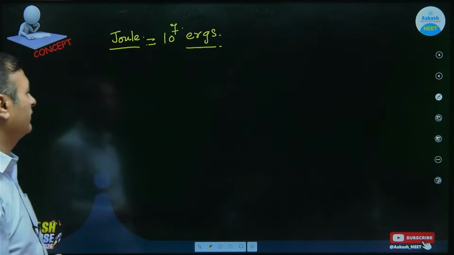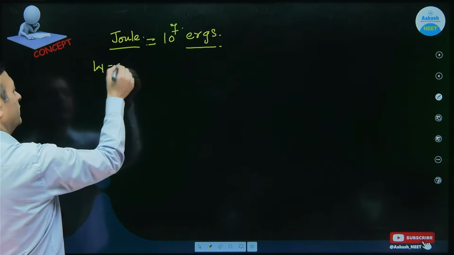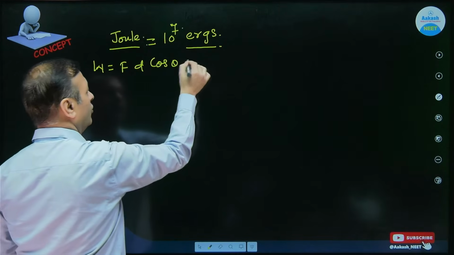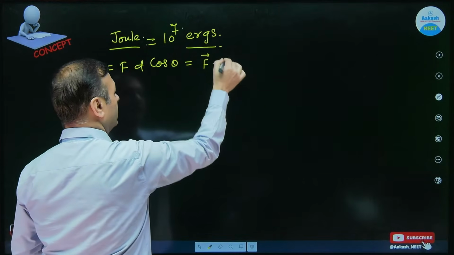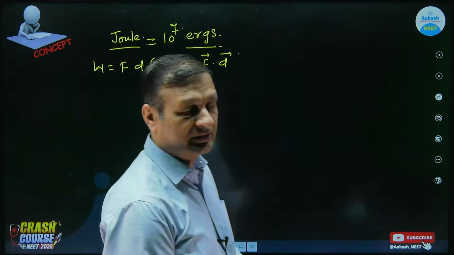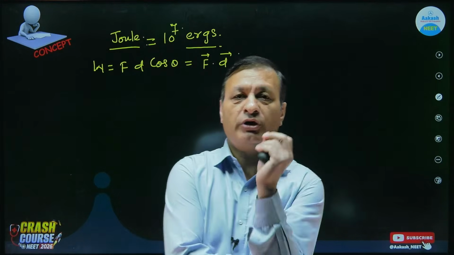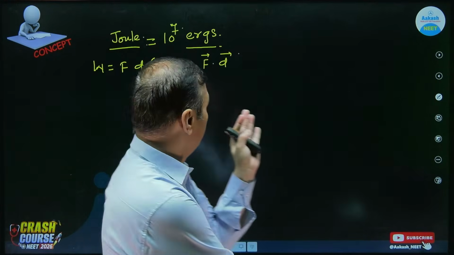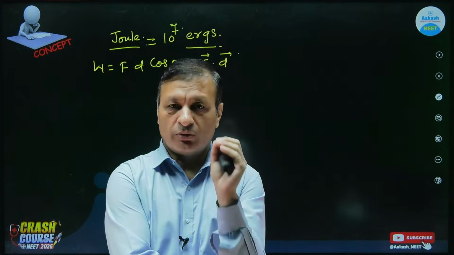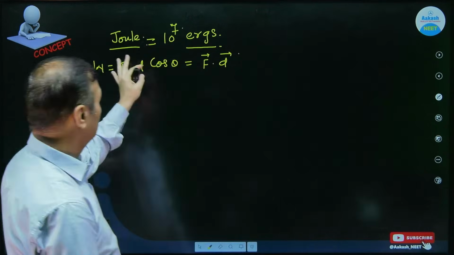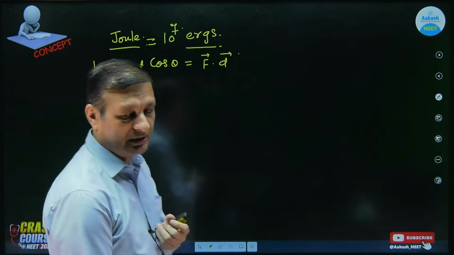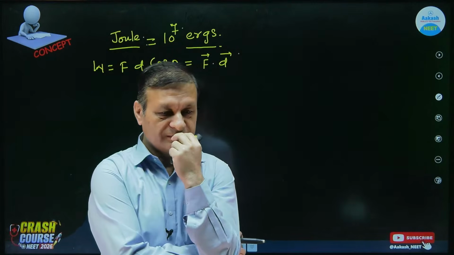Any doubt from this part? So work done is Fd cos theta, or this is F dot d. Because work done is a scalar quantity and this is defined as a dot product, that is why we attempted dot product first. So now we have understood the dot product and we have just understood the definition of work done also. Any doubt you have from this part?